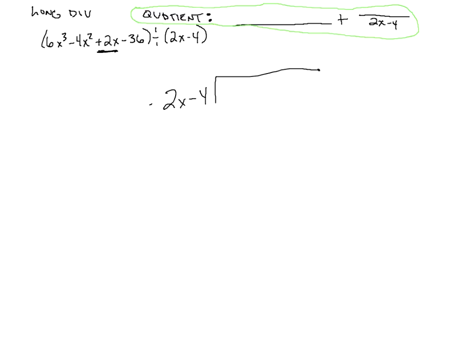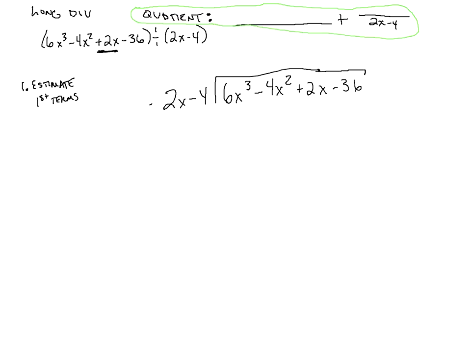And we are dividing our dividend, which is 6x cubed minus 4x squared plus 2x minus 36. Okay, so I've set it up just like a regular division problem here. Now the first step with long division is to estimate. And when you estimate, just like with regular long division, it's estimating how many times that number will go into the other. You're going to estimate, but you're going to focus on what I call first terms.